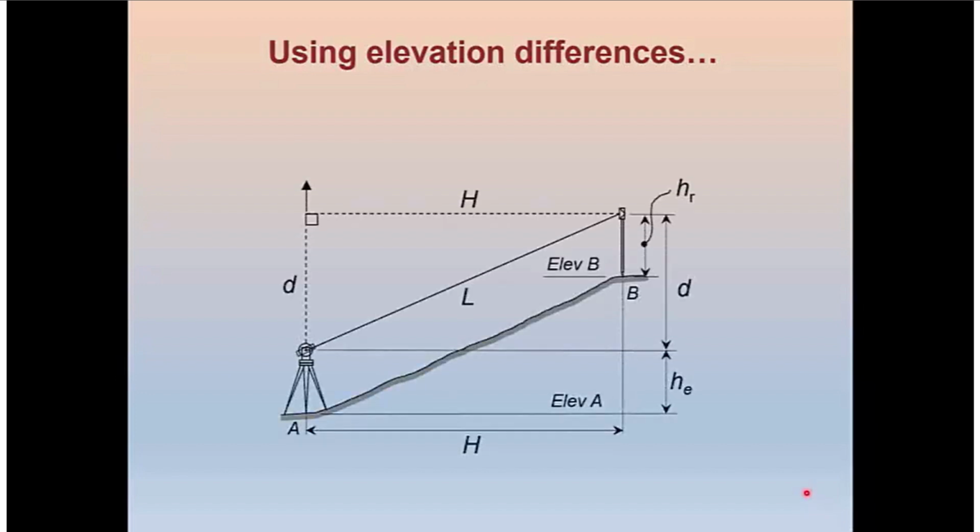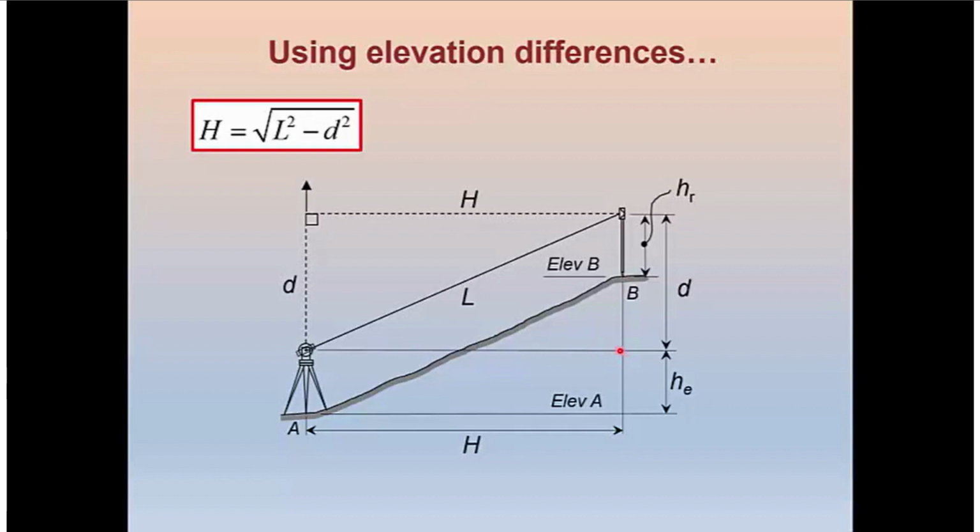In the sketch, we can see that the horizontal distance right here is one side of a right triangle where D is the other side and L is the hypotenuse. And so we can simply say that L squared is equal to H squared plus D squared. And if we solve that equation for H, it is nothing more than the square root of L squared minus D squared. So L is the slope distance, and D is this vertical dimension between the center of the reflector to the center of the instrument.